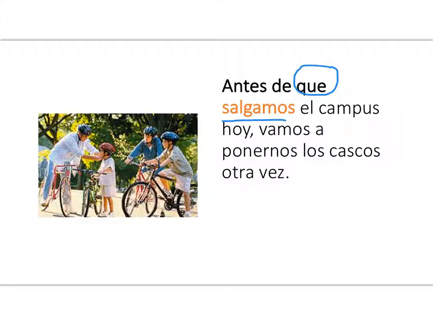And now, notice here, not only am I using the subjunctive, but why am I using the subjunctive? I have K, and the reason why I've introduced K is because, am I saying salir? Is it general? No, I can't use the infinitive. I'm being specific. We leave campus today. Vamos a ponernos los cascos otra vez. Okay? The next verb is in the indicative. It only affects the verb right after, unless I'm saying and or. Okay? Salgamos, salir, subjuntivo. ¿Entienden?